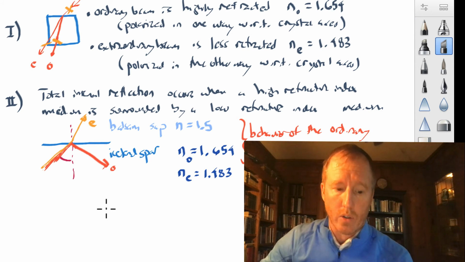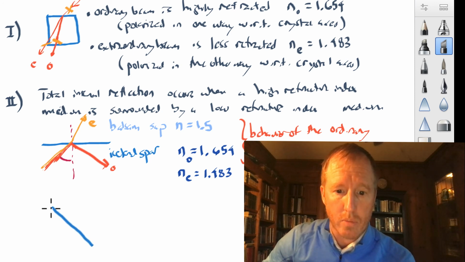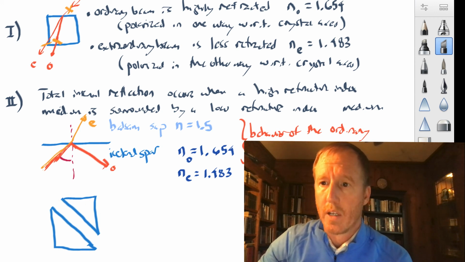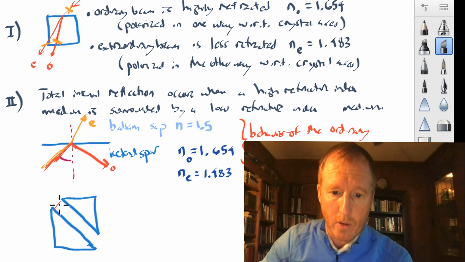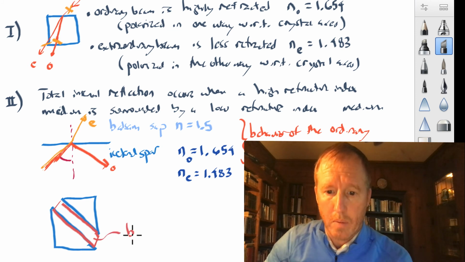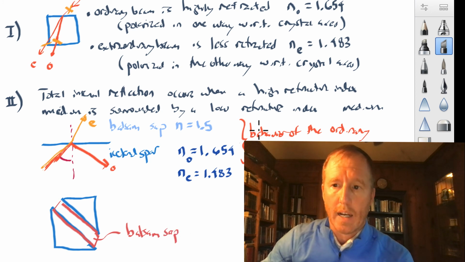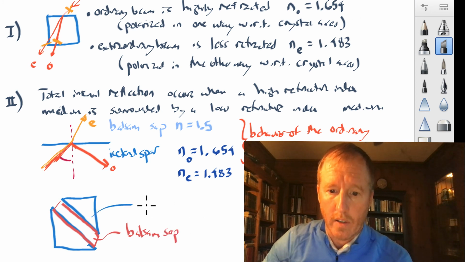So what Nicol did, as mentioned by Tyndall here, is he took a piece of Iceland spar and he cut it in just the right way. And I'm exaggerating the separation here a bit. And then he smeared some of this balsam sap in between the two parts, like this. So here he had this balsam sap, a sap of a balsam tree. And these parts here on the edges were the calcite or Iceland spar.